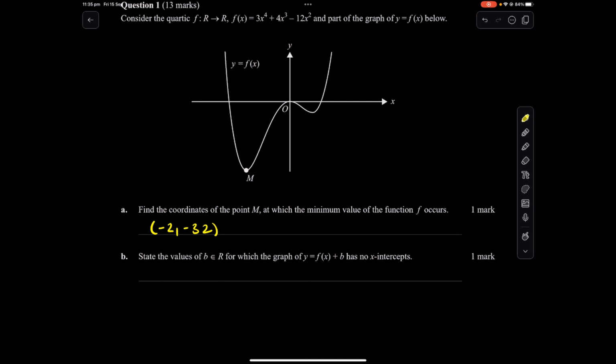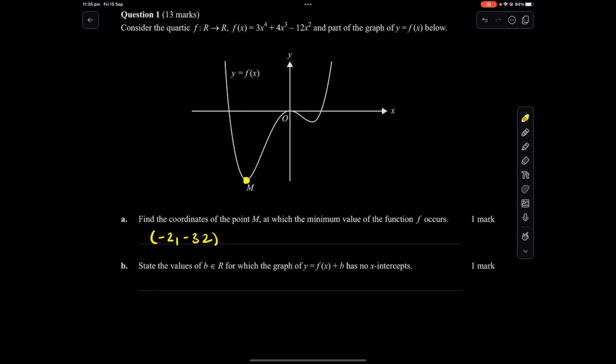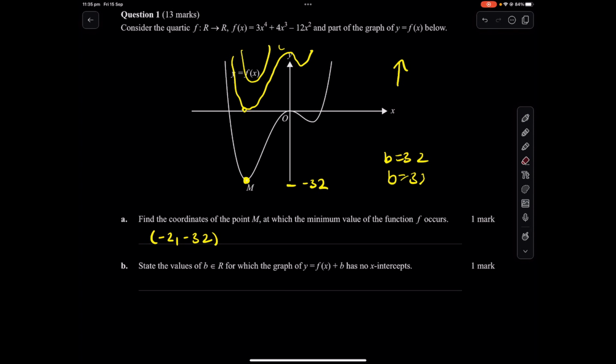State the values of b for which the graph of f of x plus b, so b is a translation up or down, has no x-intercepts. Okay, so remember that this point over here, the one that we got, occurs at -32. If we translate it, like b equals 32, we will lift this graph up to this. This point over here would be over here, and it'll go like this. And if we go up and up, so b equals 33, we will get this graph up, and if that happens, we will get no solutions and no actual intercepts because it won't cross.